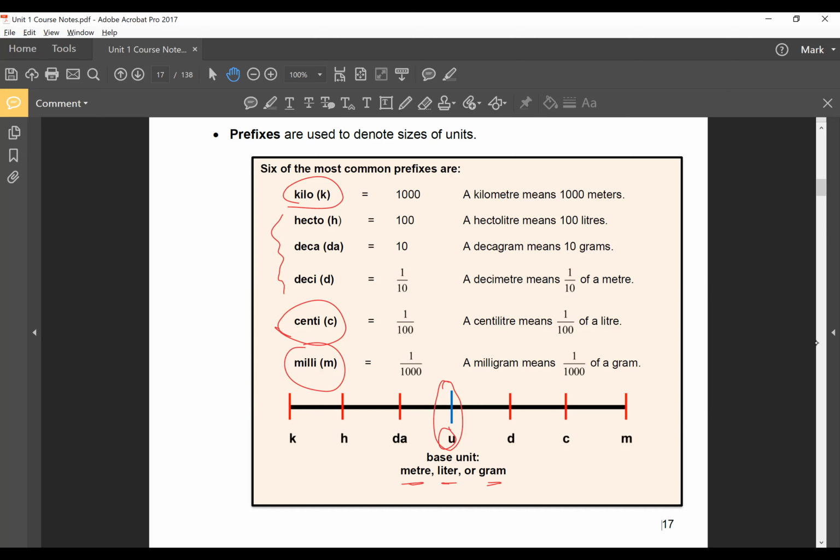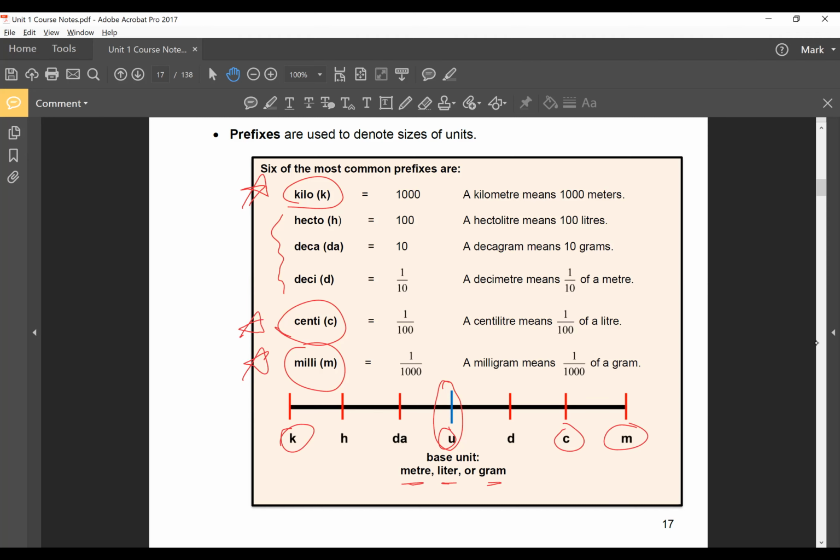So just again, a little disclaimer, we're going to focus on kilo, centi, and milli, which on this little guide, and I'm going to show you how to use this in a few minutes, are towards the end. Again, in my 36 years of life, I haven't heard of hecto, deca, or deci very much.